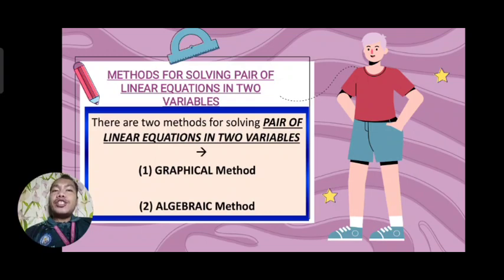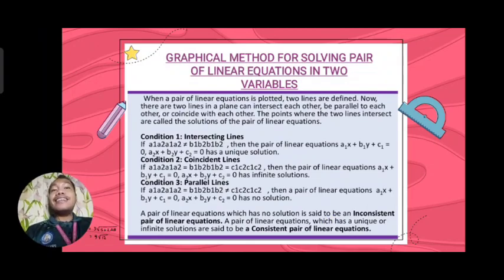So these are the methods for solving a pair of linear equations in two variables. There are two methods: the graphical method and the algebraic method. Let us discuss what these two are. First, let us discuss the graphical method for solving a pair of linear equations in two variables.